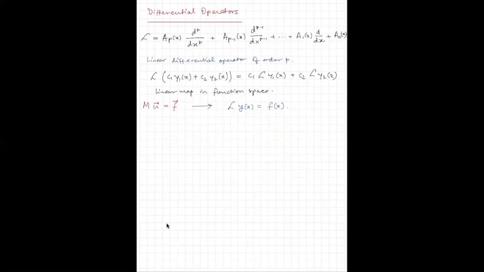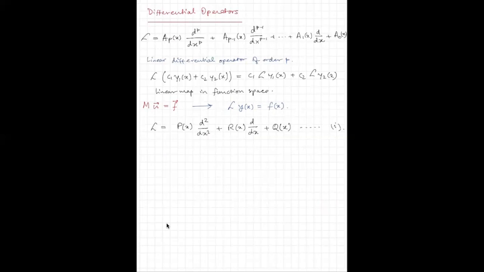Now, what we will be mostly interested in from now on is linear second order differential operators. So the operator that we are going to be interested in is going to look like p(x) d^2/dx^2 plus r(x) d/dx plus q(x). That is the operator that we'll be interested in, and let's call this equation 1.